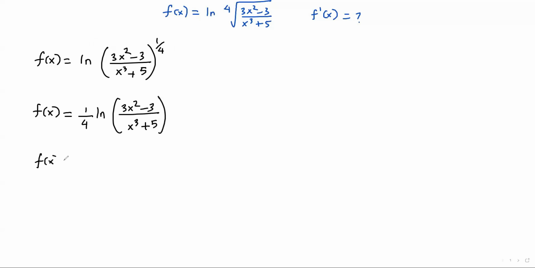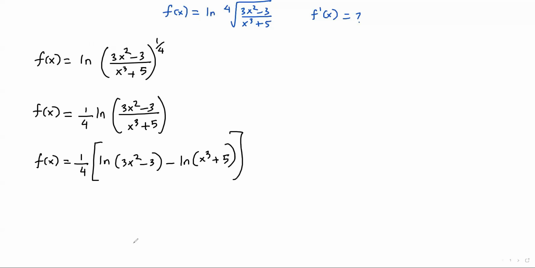Here two terms are in division, so I can use the quotient rule of logarithm. Then I get 1/4 times (ln of (3x² − 3) minus ln of (x³ + 5)). Okay, that's all we can do with the properties of logarithm. So the next step, we can find the derivative on both sides with respect to x.